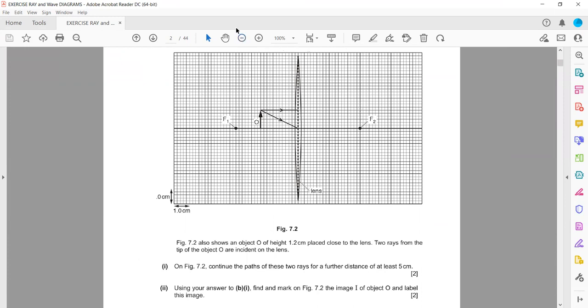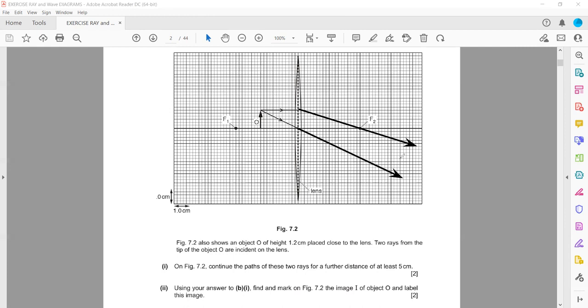So how can we work it out? We have to continue. A parallel light ray will always pass through the focus. We'll continue it for 5 centimeters, and the one which is passing through the center of the lens will pass straight. We'll again continue for 5 centimeters. Then these two light rays will never intersect, and it is obvious that the object is between the focus and the lens. So the two light rays will never intersect.